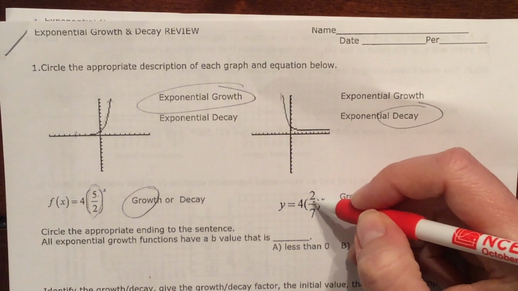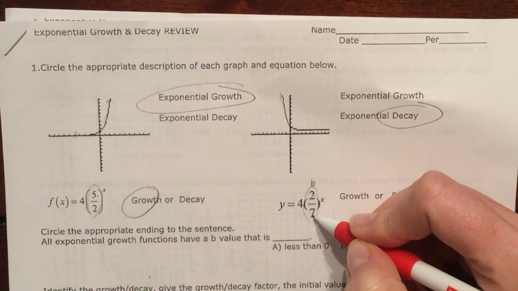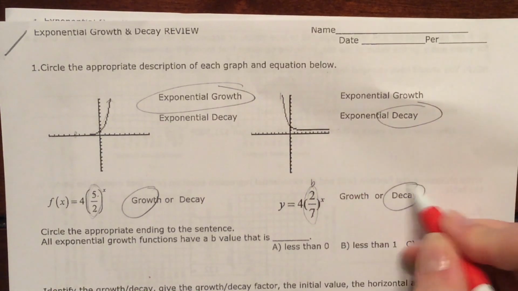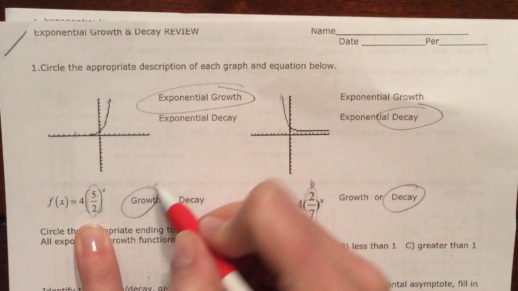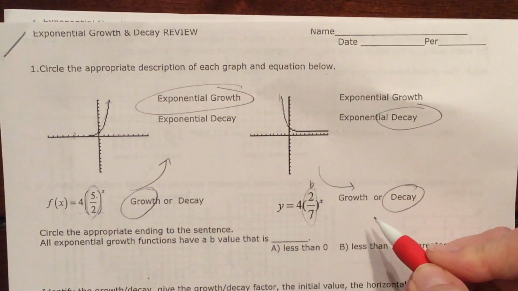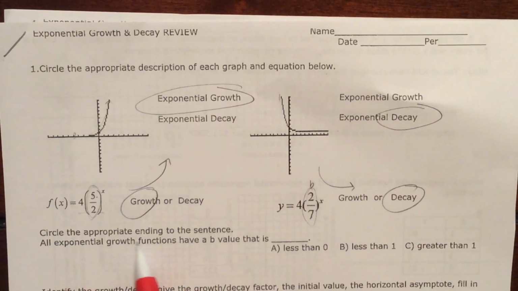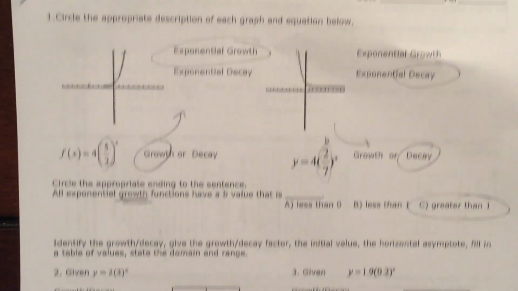Over here, 2/7. This is your multiplier. This is your B value. This is a fraction, and it is less than 1, so it's going to be decay. You can also type these in to see that it's going to go growth, and then to see that it's going to go decay. Circle the appropriate ending to the sentence. All exponential growth functions have a B value that is greater than 1. So we want growth, so that's going to be greater than 1.